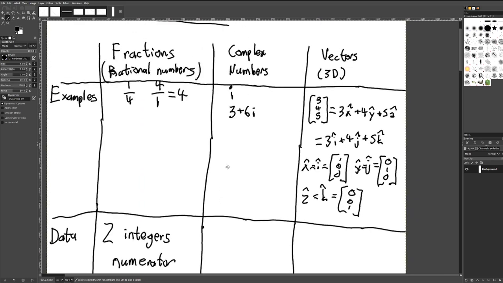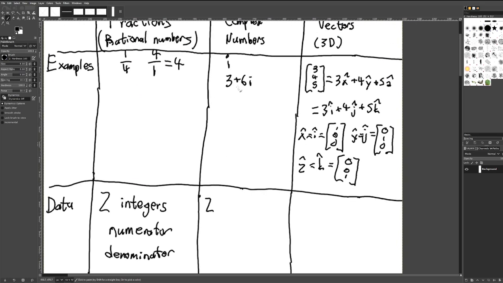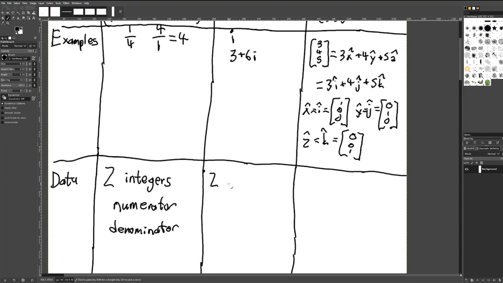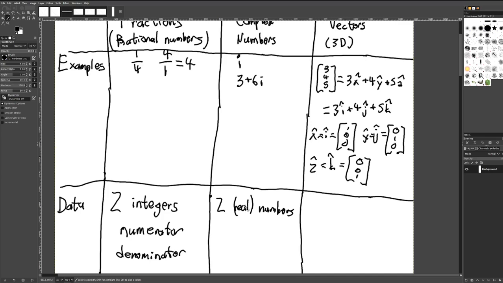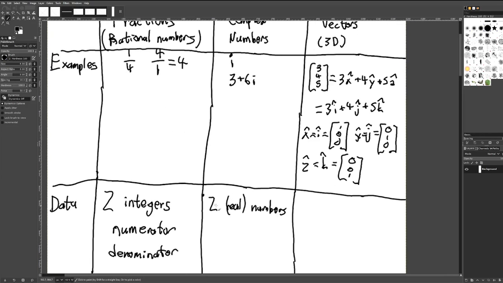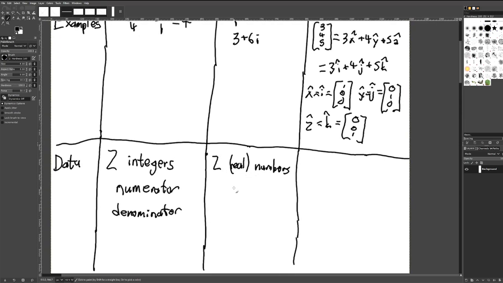And then for complex numbers, the data is also 2 numbers. For complex numbers, you have the real part and the imaginary part: 2 numbers, usually 2 real numbers. But you don't have to use real numbers. You can also use rational numbers to define your complex numbers, so you can have the rational complex numbers as well. But we'll just say 2 numbers, and they are the real part and the imaginary part.